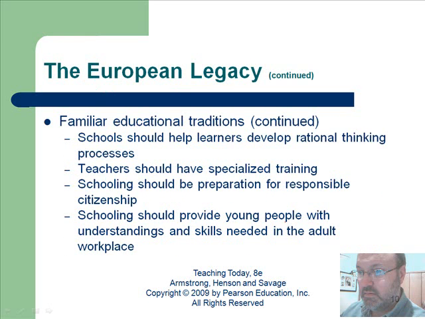Familiar educational traditions like schools should help learners develop rational thinking process, and we hear this mantra a lot about schools should teach thinking skills. Teachers should have specialized training, came from Europe. That they should have a degree, accreditation, certification, license, and those things. Schools should prepare for responsible citizenship. This is one that people really like to debate. And schools should provide young people with understanding the skills needed in the adult workplace. Okay, so here's two big things here: workplace and citizenship, and sometimes they can be conflicting.